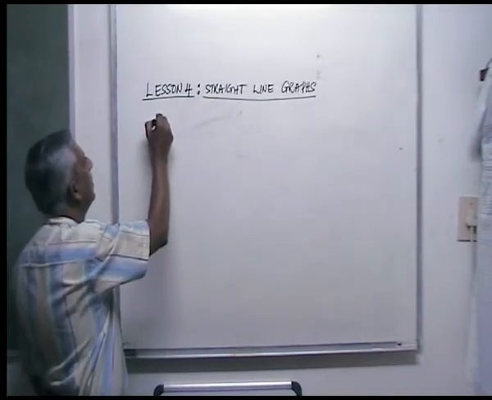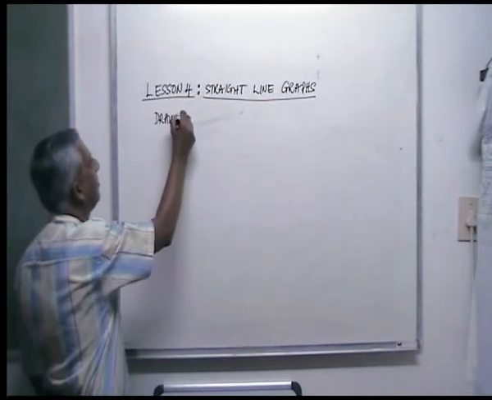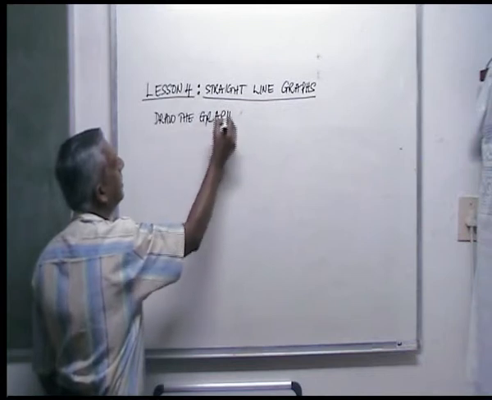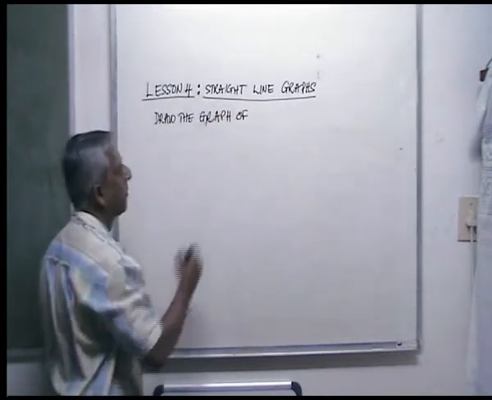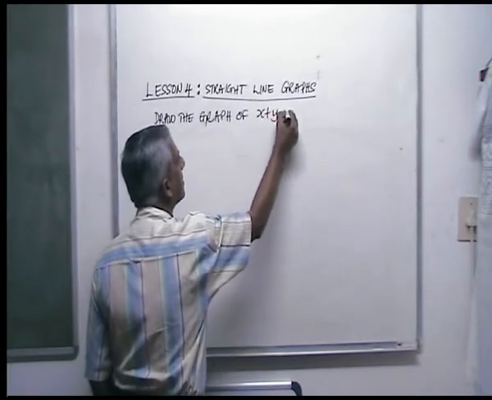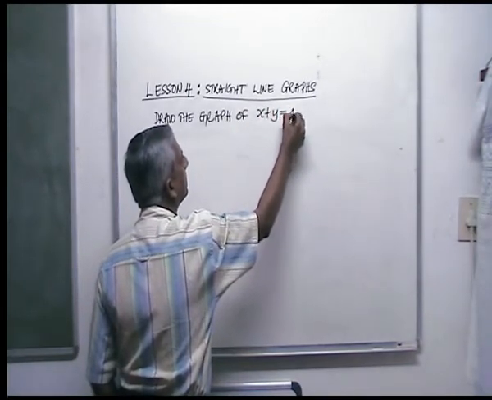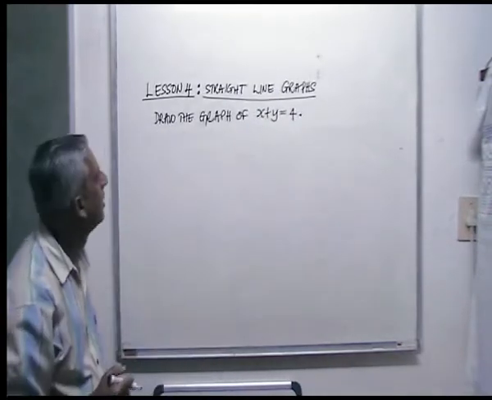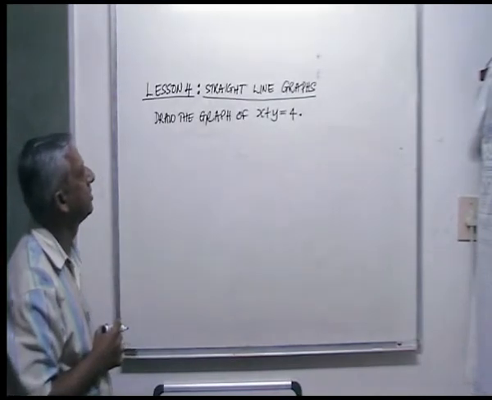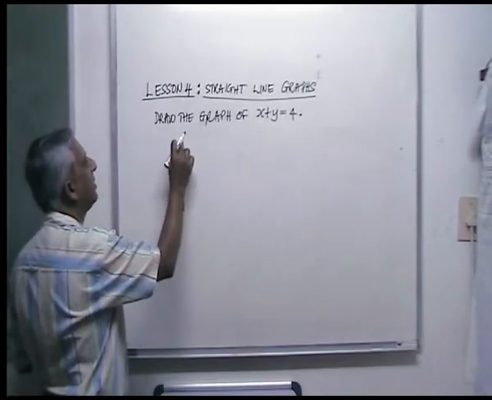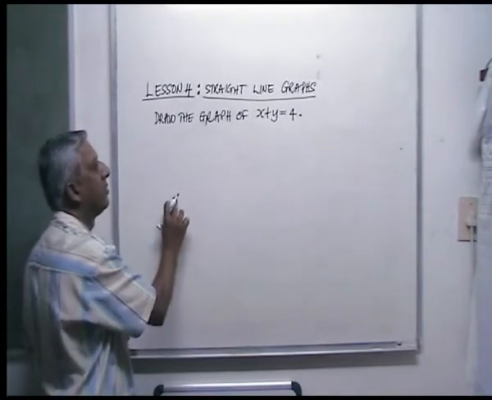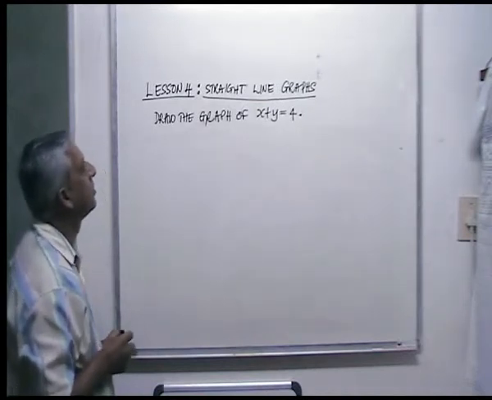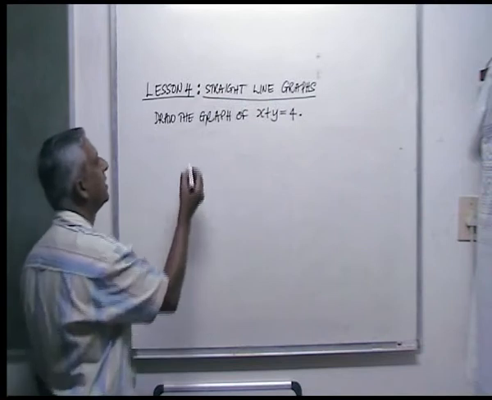If I tell you to draw the graph of x plus y is equal to 4, then you'll tell me, no, I've got a problem with this because I don't know how to draw this. You used to always give me y is equal to something, y is equal to something. And now here, I don't see y is equal to something. So you are quite right. So we're going to learn some new words now.